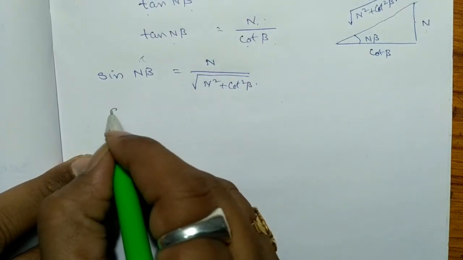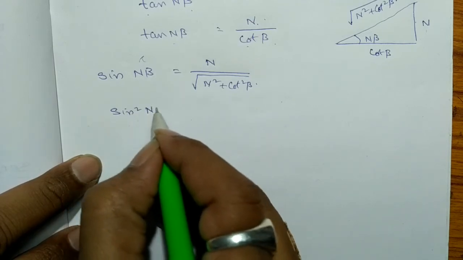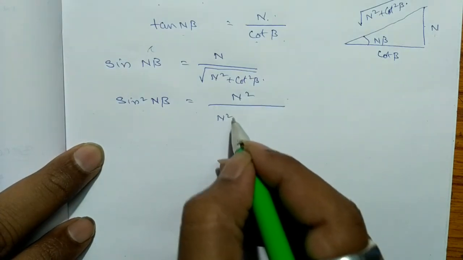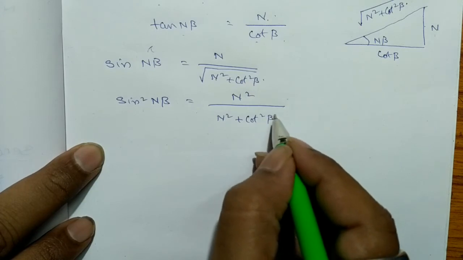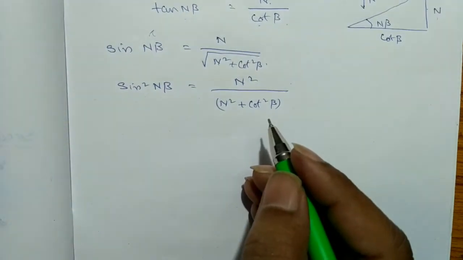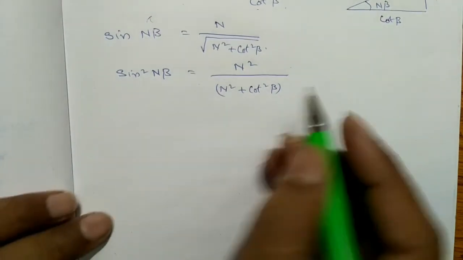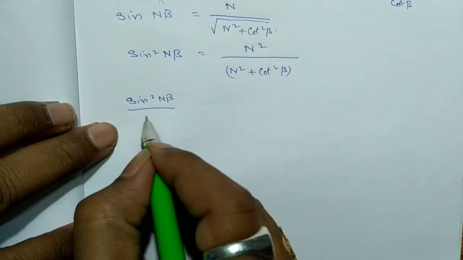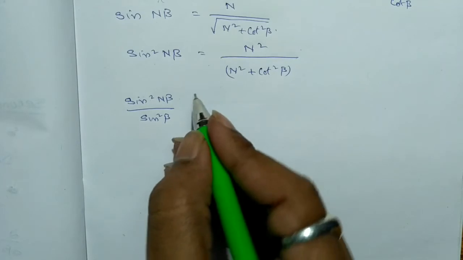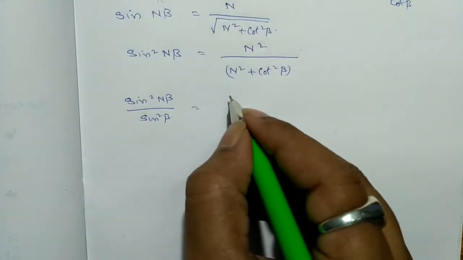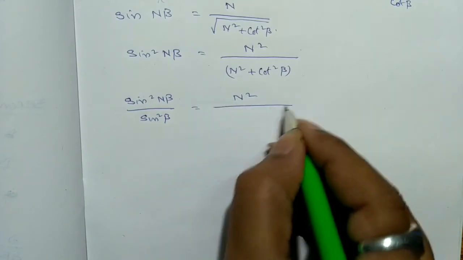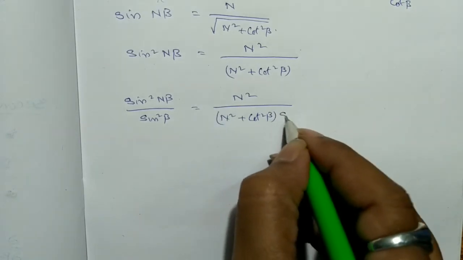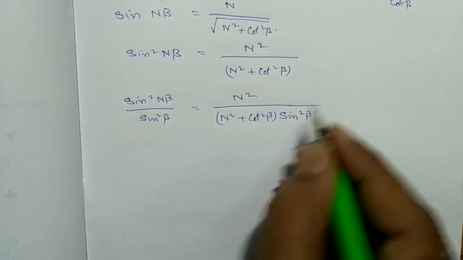If I square this, sin² nβ equals n² by n² plus cot² β. But our term is sin² nβ by sin² β, which is the combined effect of intensity. That is equal to n² by n² plus cot² β into sin² β.